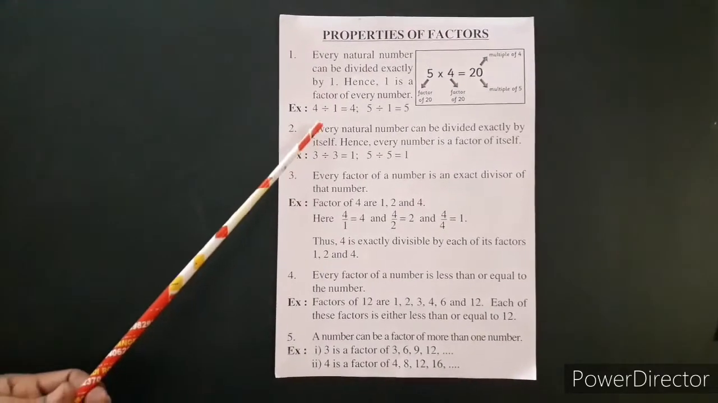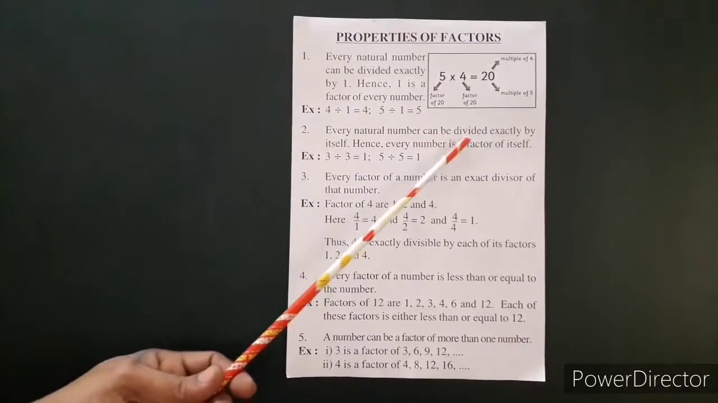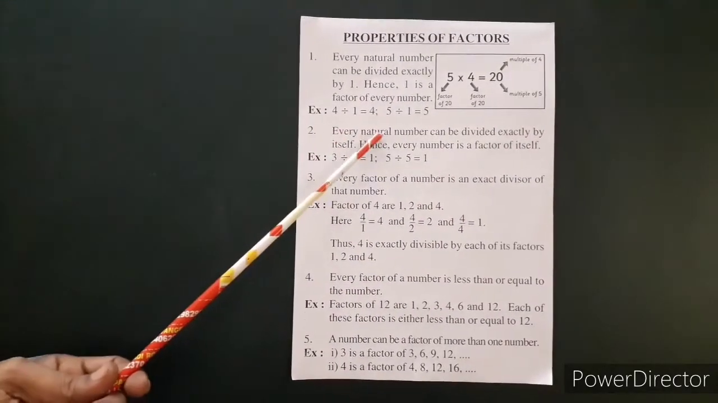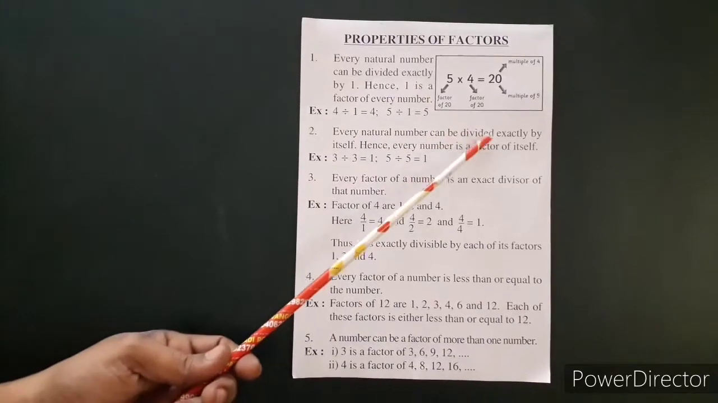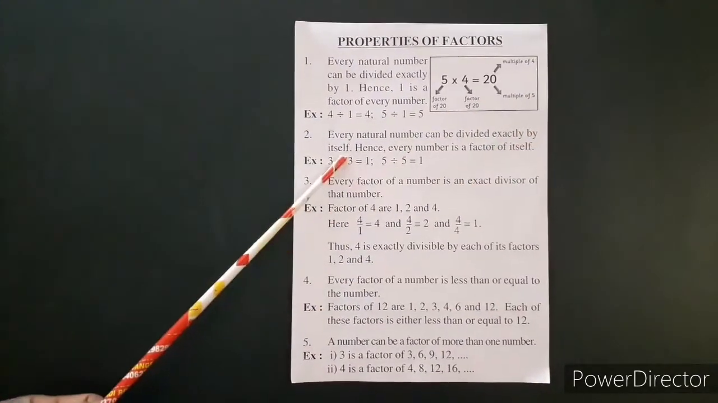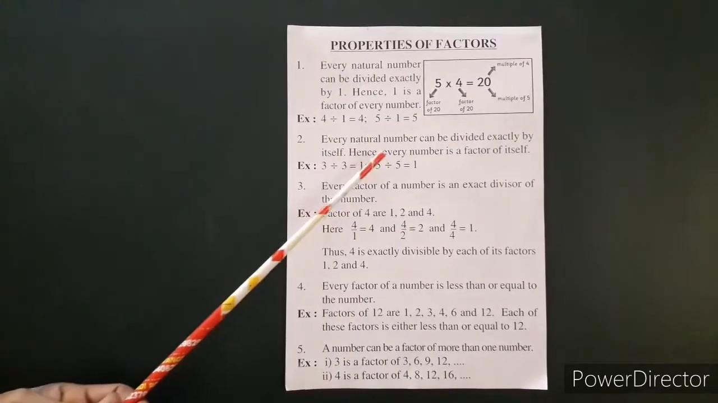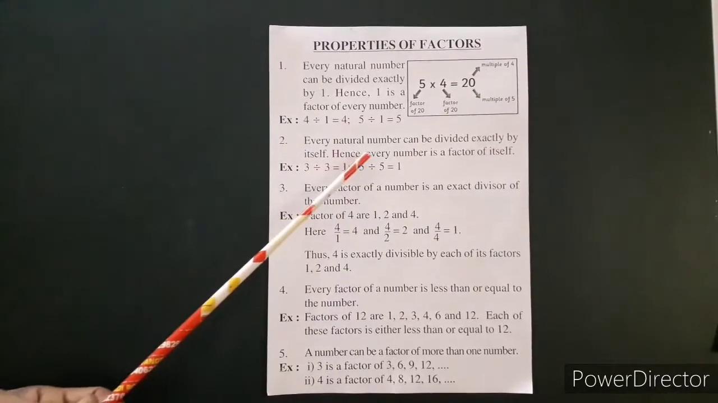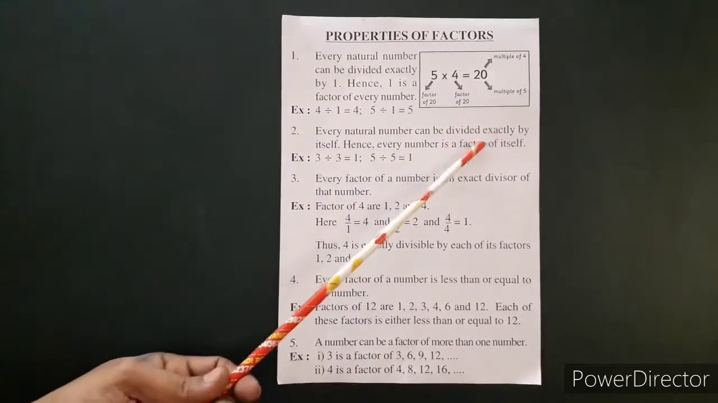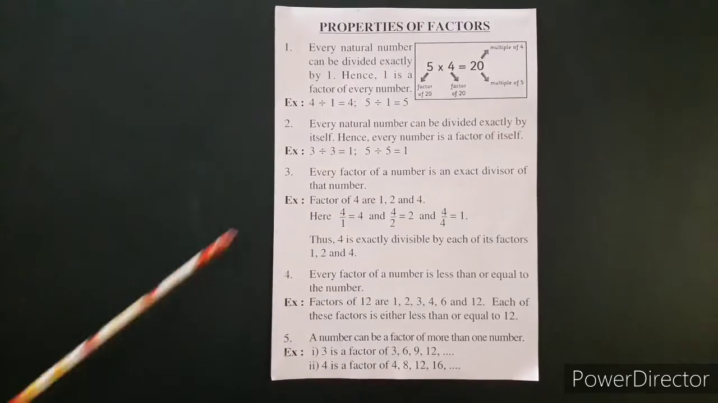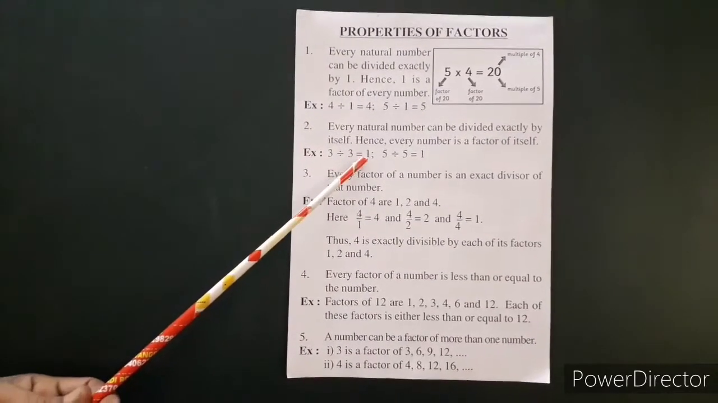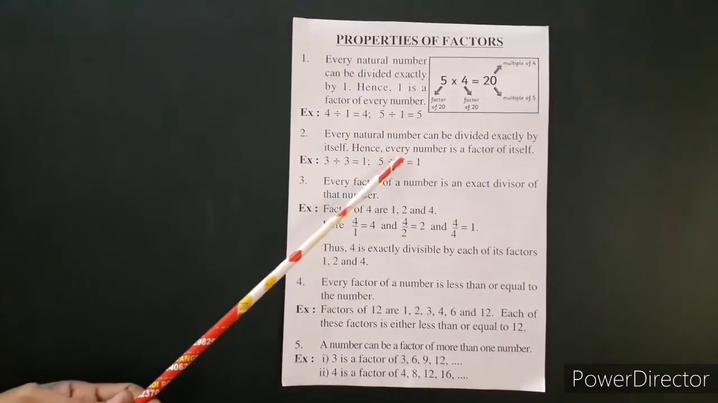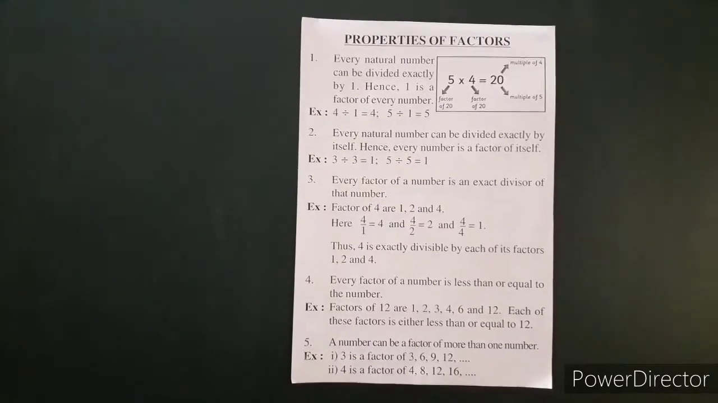Second property: every natural number can be divided exactly by itself. Hence, every number is a factor of itself. So 3 divided by 3 is equal to 1. One more example, 5 divided by 5 is equal to 1.